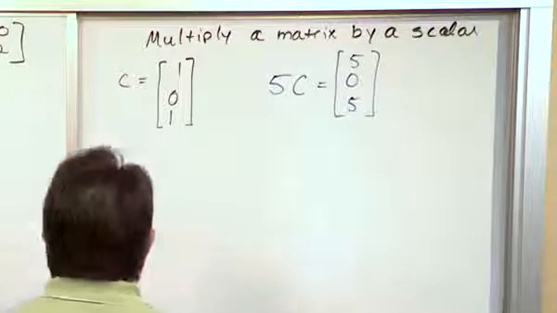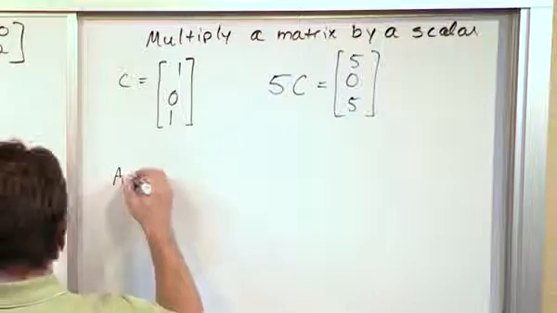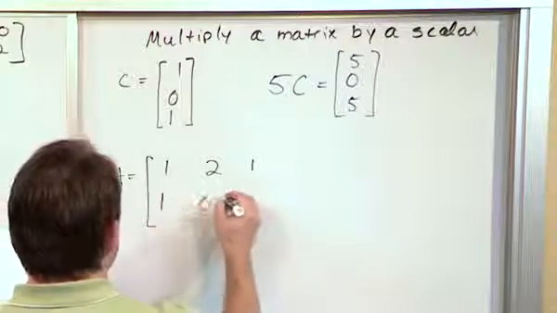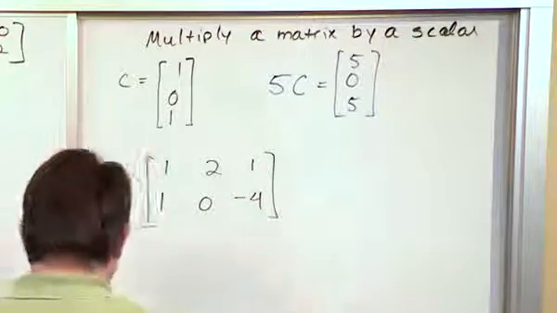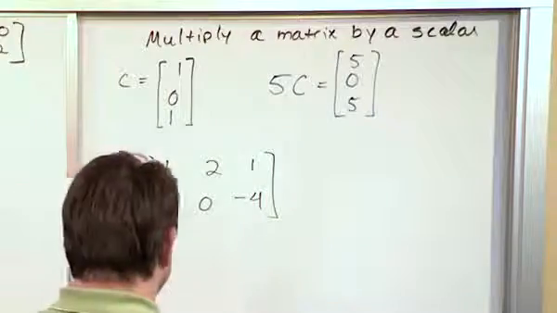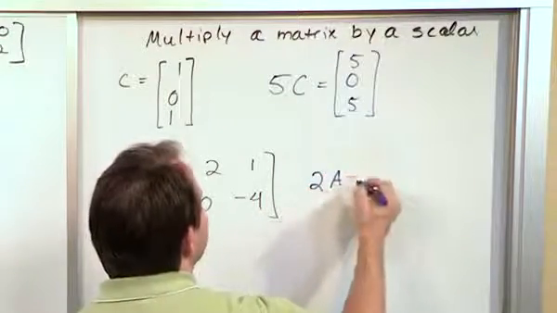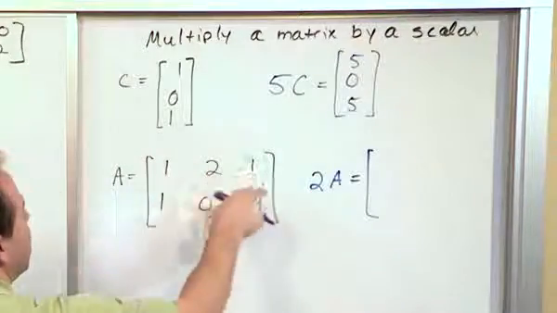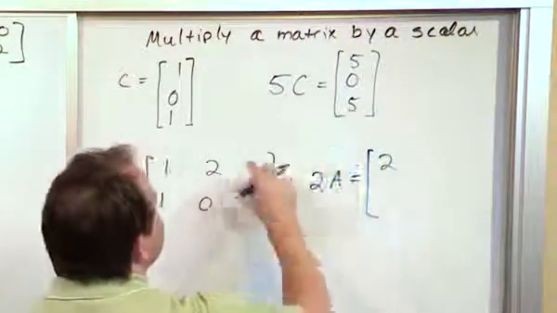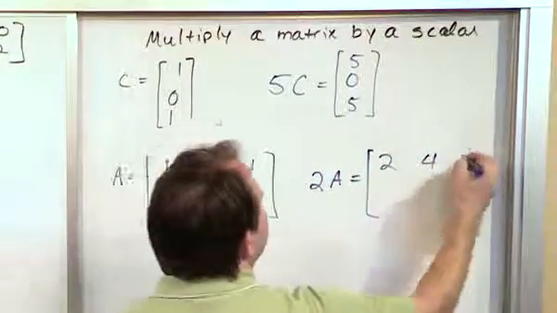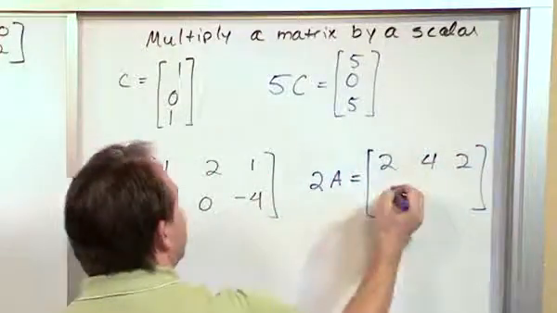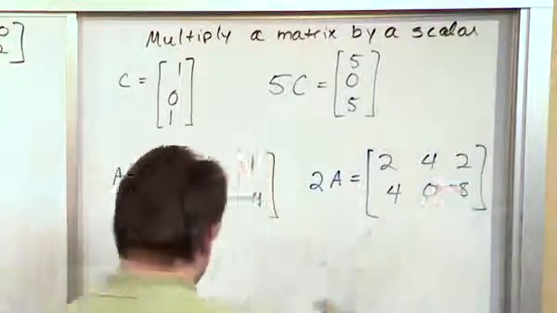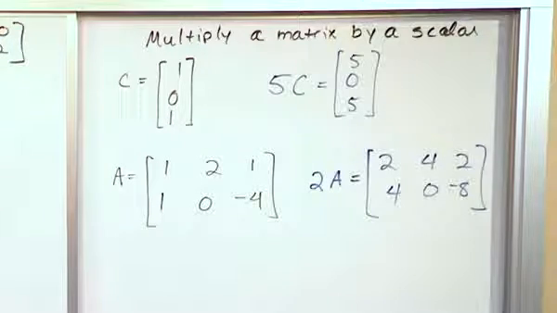Now, if we change it up and we say we have matrix A is 1, 2, 1, 1, 0, negative 4. If this is our matrix, and then we want to define matrix 2 times A, again, that's totally okay. When we multiply a matrix by a scalar, we just go to every element. 2 times 1 is 2, 2 times 2 is 4, 2 times 1 is 2, 2 times 1 is 2, 2 times 0 is 0, 2 times negative 4 is negative 8. So we get 2, 4, 2, 2, 0, negative 8.